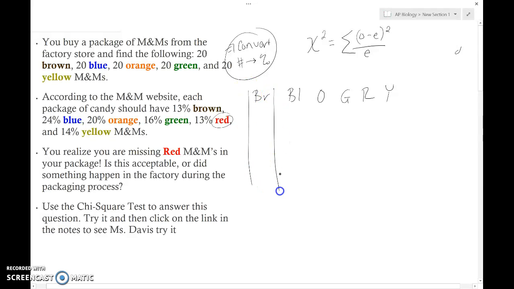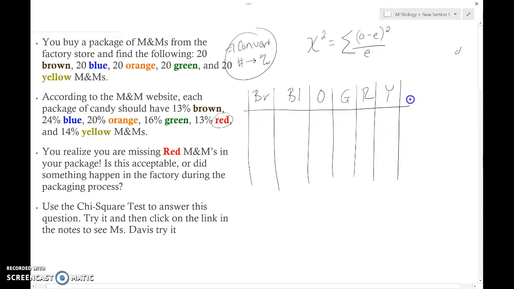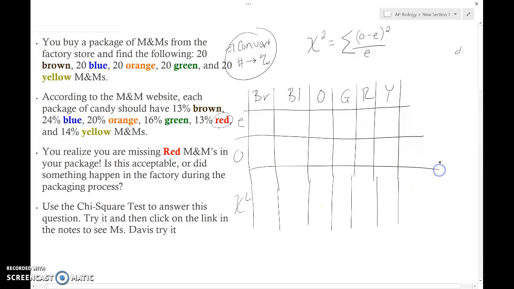I'm going to make a little chart here to organize my thoughts. I'll have expected, then observed, and then I'll put chi-squared down here. Okay, there's my chart. For expected, I'm just going to put in the percentages: 13% for brown, 24% for blue, 20% for orange, 16 for green, 13 for red, and 14 for yellow.